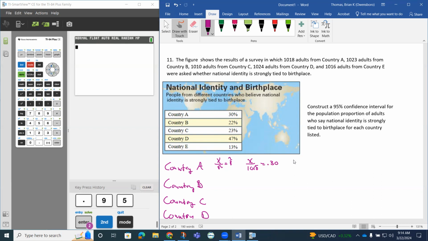So we've learned that 30% times this 1018 would give us the number of people who actually believe that their national identity is tied to the birthplace. So if we put that into the calculator, 0.30 times 1018, we get 305.4.